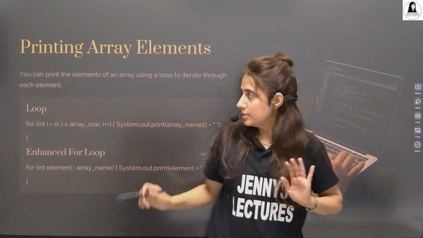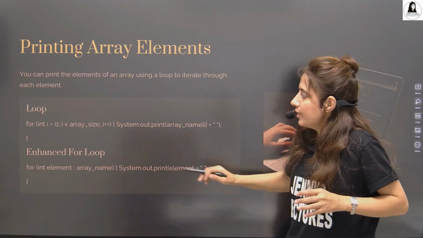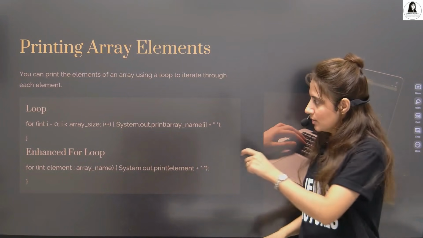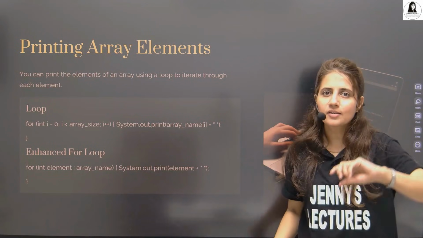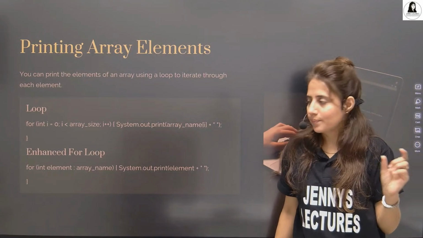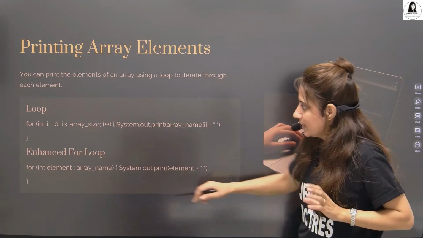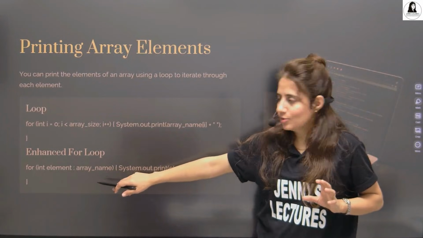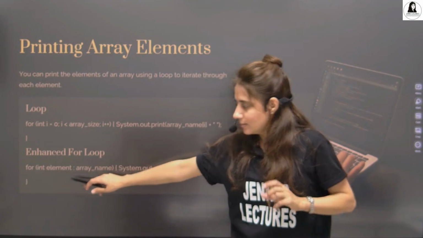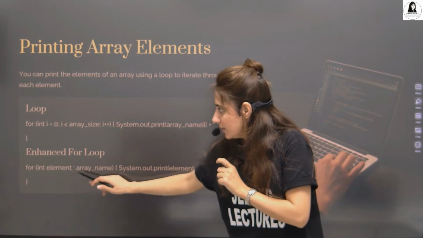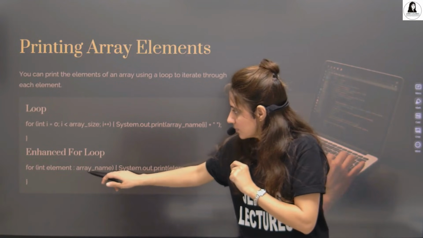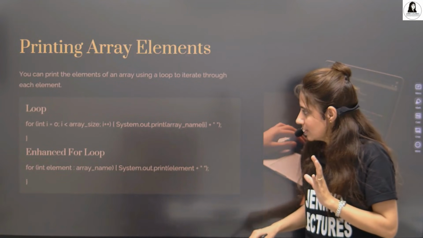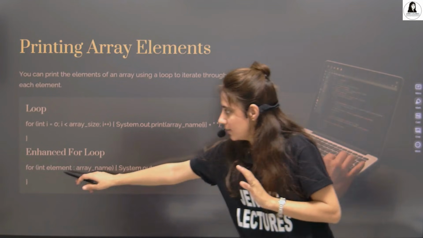Printing array elements, I have shown you how to print. Or you can use the enhanced for loop also. This thing we will see in the next lecture. This is basically the for-each loop. Here there is no condition and so on. You simply take a variable like int element, then a colon, and then whatever the name of the array, that's it. And simply print the element.